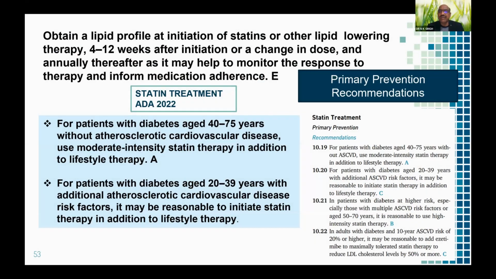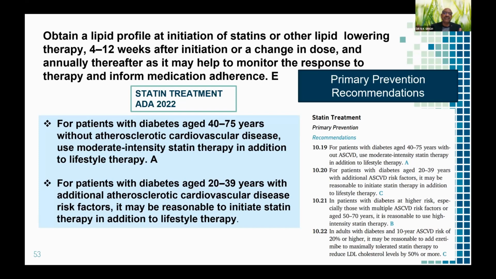Now, many times we have some confusion about the primary prevention recommendations. Again, the ADA in 2022 says that for patients with diabetes aged 40 to 75 years with no atherosclerotic cardiovascular disease, just use moderate intensity statin therapy in addition to lifestyle therapy. So it is quite crystal clear that even for a patient with diabetes aged 40 to 75 with no atherosclerotic cardiovascular disease, the recommendation now is to start the statin.